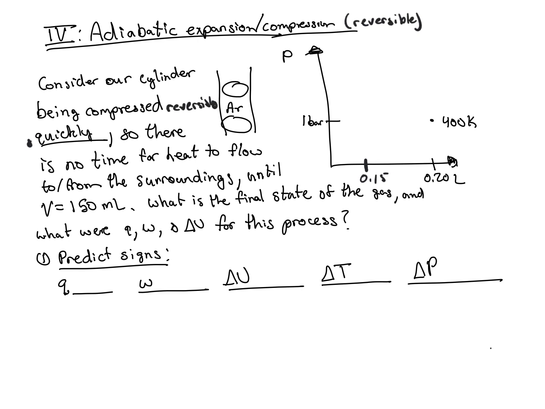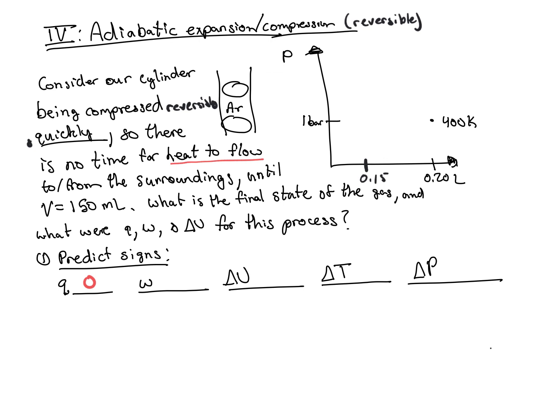Okay, so predicting the signs, always a good thing to do when you're doing these problems. It's easy to make mistakes, but if you think logically through what's happening, you should be able to get the signs correctly. So first, there's no time for heat to flow. So that's Q equal to 0. Adiabatic, just like adiabatic walls, an adiabatic process is one in which there's no flow of energy as heat.